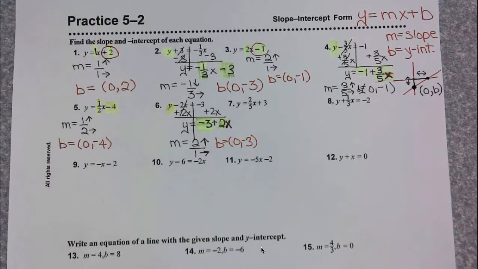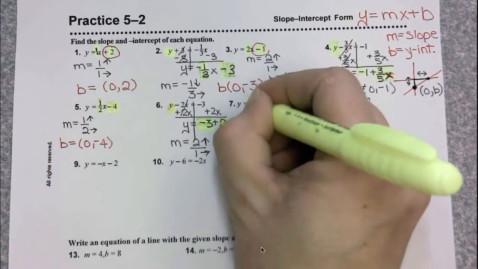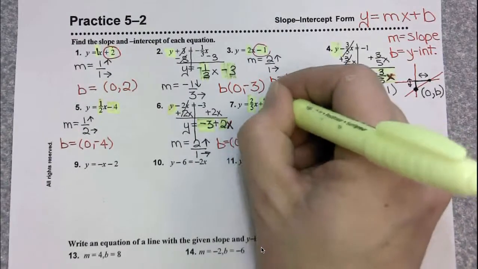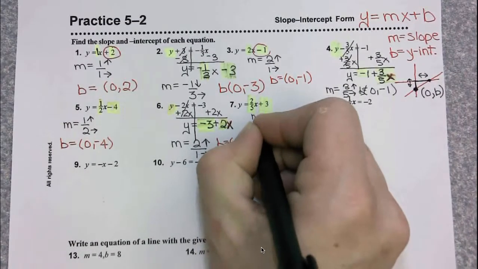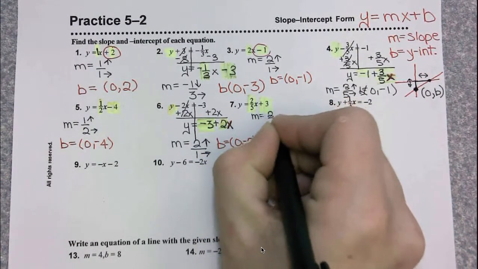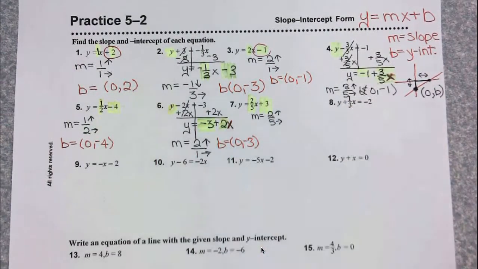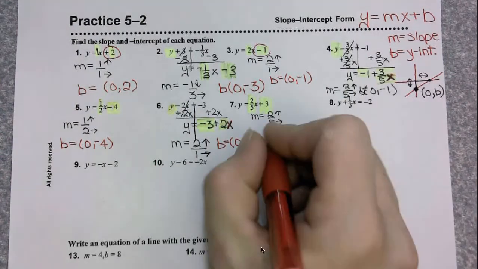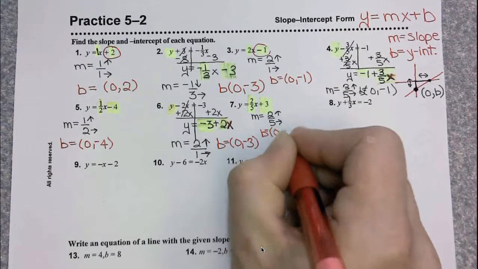Number 7. We already have y by itself. I'm going to identify my slope as the number attached to the x, and my y-intercept is 3. So slope is 2 over 5. If it's positive, I'm going to go up. If it's positive, I'm going to go to the right. And my y-intercept is the point (0, +3).